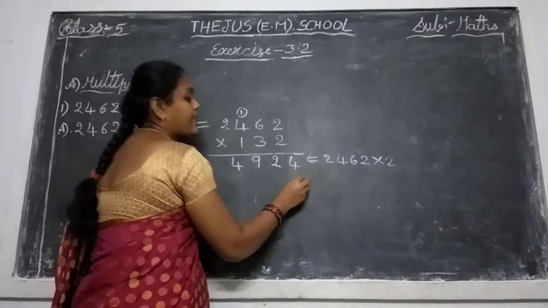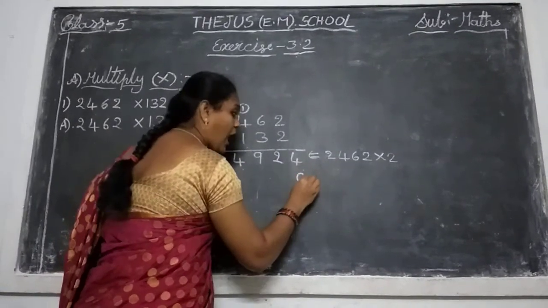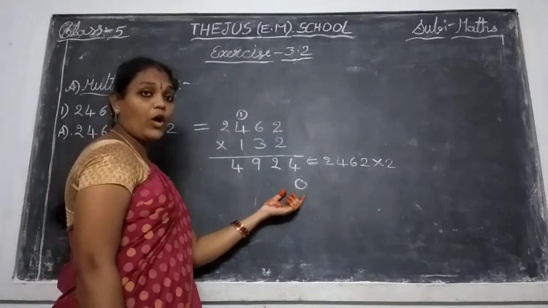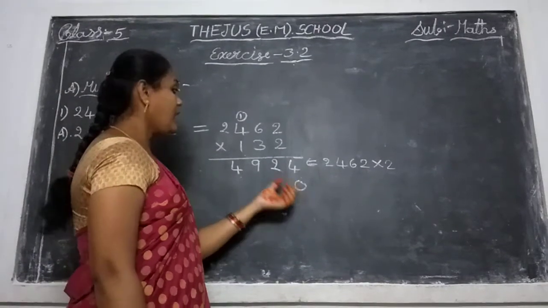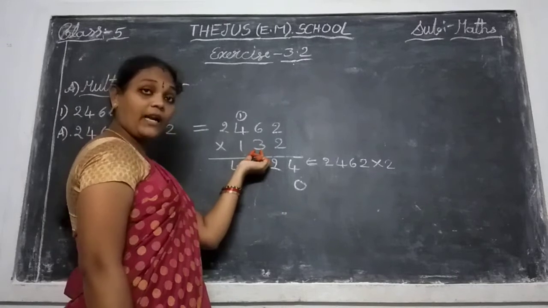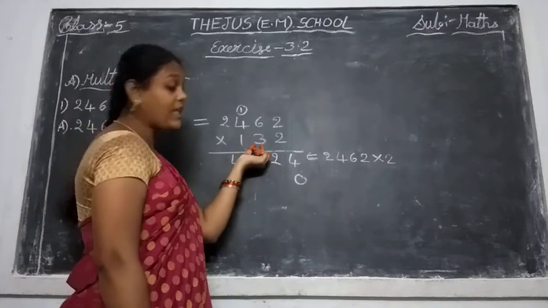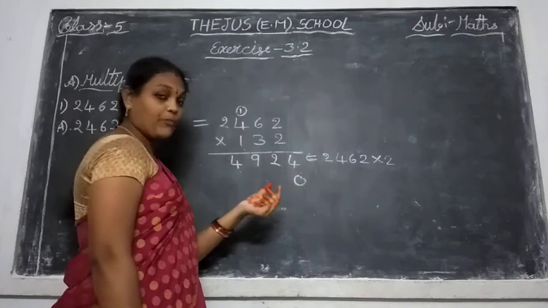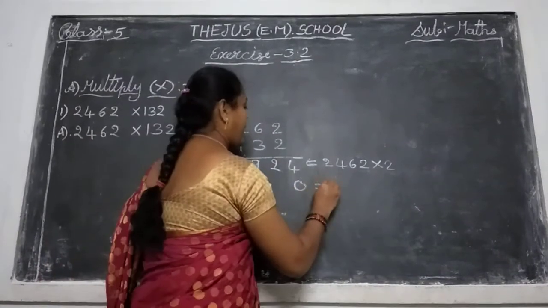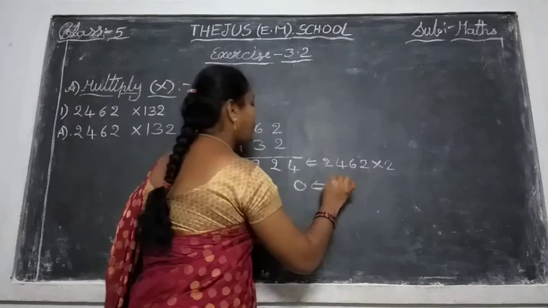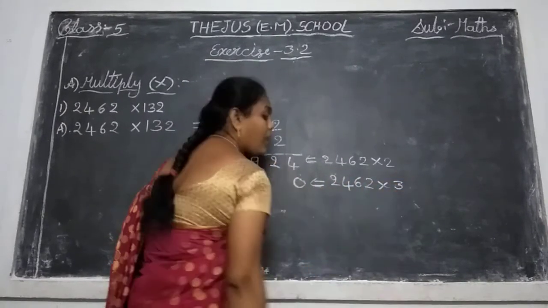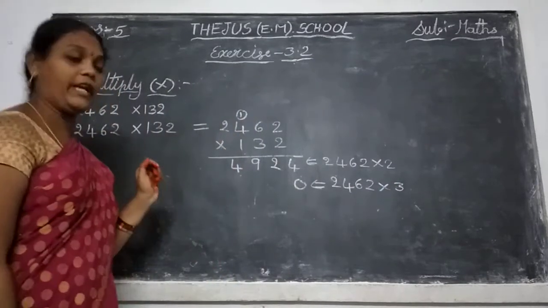In the 10's place, in the 1's place, put the 0. Okay children? Why? We will start the 10's place number by multiplying the given number. So in the 1's place we will put the 0. Now this will be 2462 into 3. Okay, 2462 into 3.